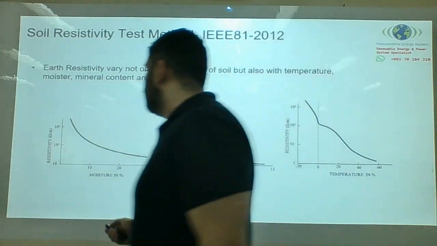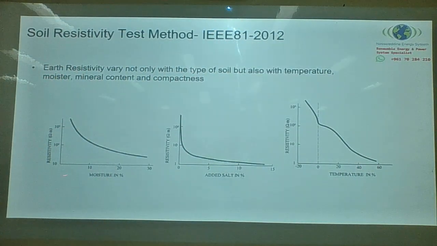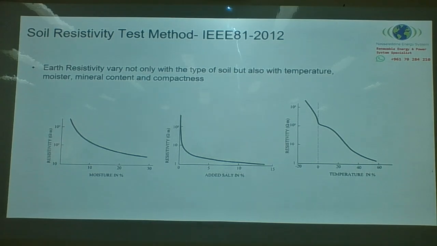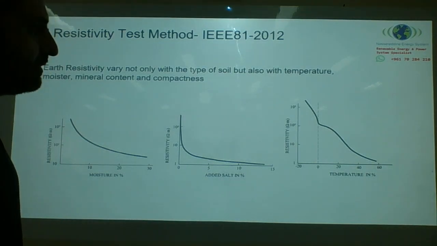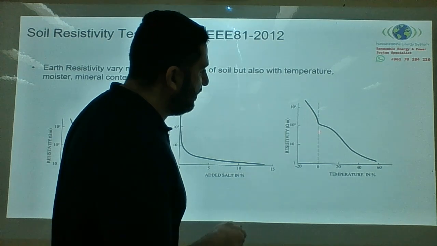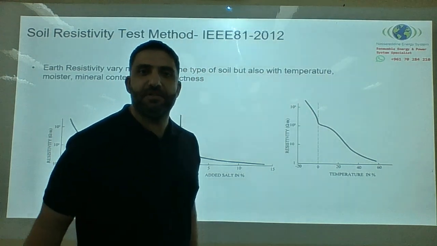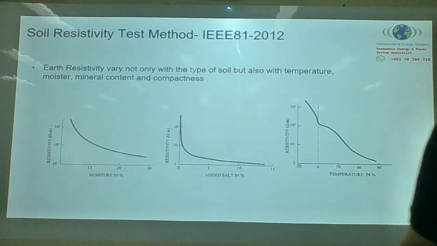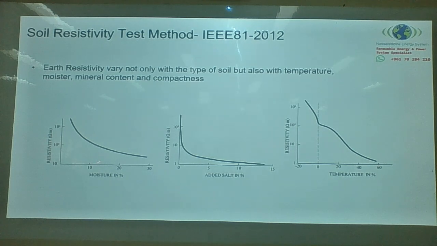Look, this shows the moisture. How does the moisture reduce the resistivity? Salt reduces it. Temperature also. Can you see under ice? Ice has a very high resistivity. It's very important to note this.